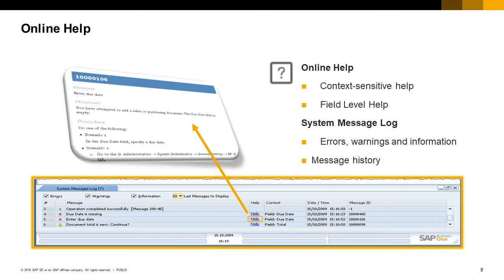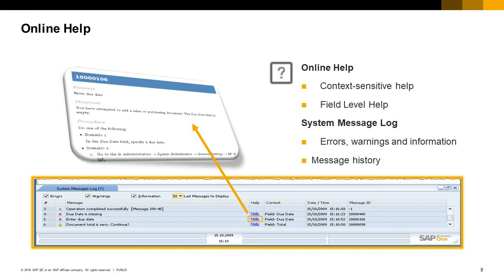Online help can be accessed several ways. The context help icon is found on the right edge of the toolbar. This icon will give you context-sensitive help about the particular screen you are on. Another way to access context-sensitive help is to press the F1 key. By highlighting a field and pressing Shift plus F1, you can get field-level help.